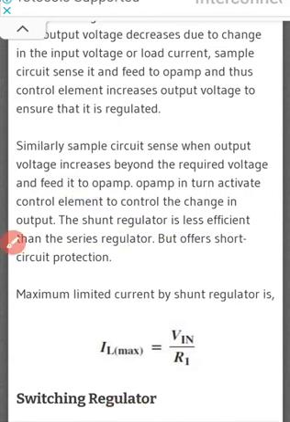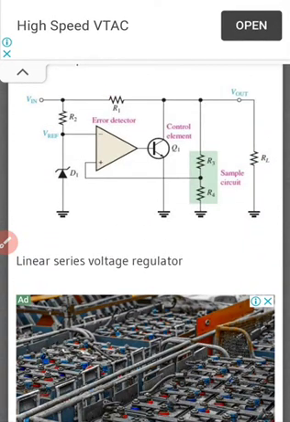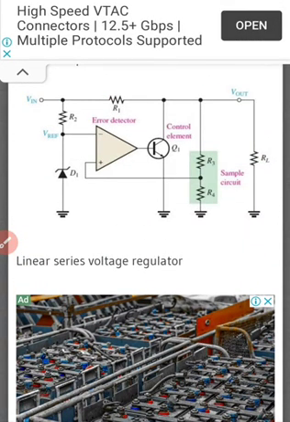Here also the load maximum current is written as the maximum input voltage with respect to the resistance R1, the initial resistance. As you can see here, the initial resistance.